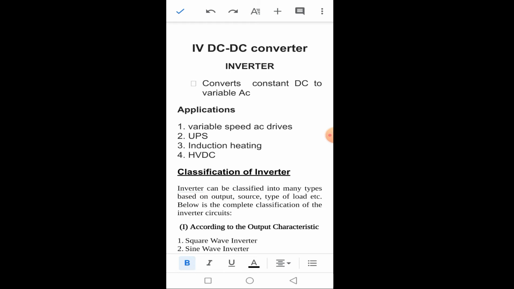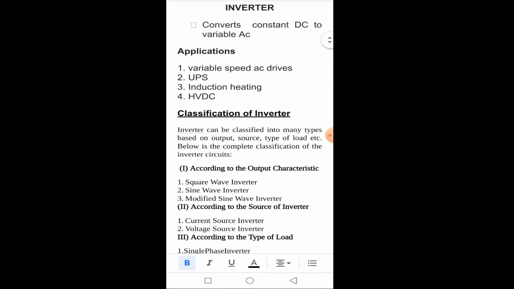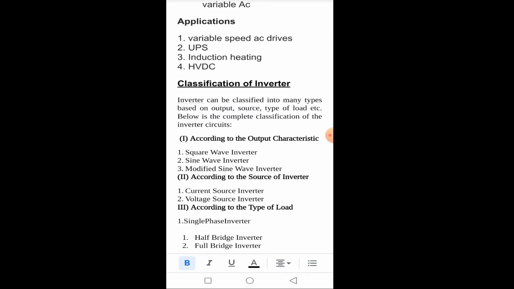DC to AC converter. The circuit which converts DC to AC is called an inverter. An inverter circuit converts constant DC to variable AC. There are many applications of inverter circuits. Some of the applications are variable speed AC drives, UPS, induction heating and HVDC.